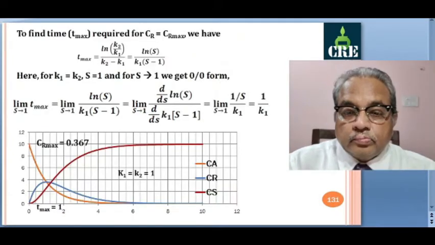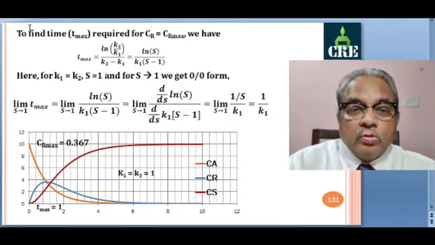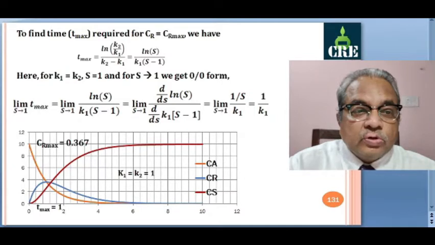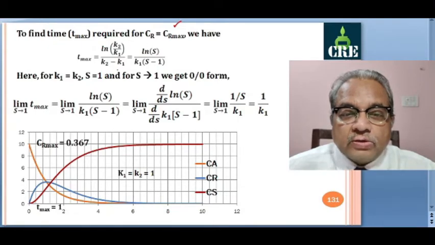0.367. Now we will find time t max which is required to reach CR to some maximum value CR. So at time t is equal to t max, CR is CR max. T max we know is ln of k2 by k1 divided by k2 minus k1. If I write k2 by k1 is equal to s, so dividing by k1 and multiplying by k1, we get k1 into s minus 1.